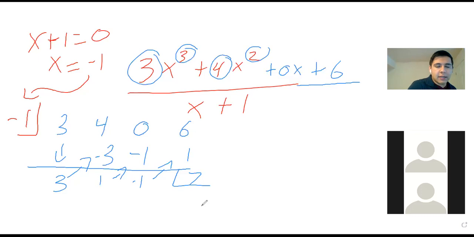So x cubed becomes x squared. So right here, 3x squared. And then x squared becomes x, so that's plus x.